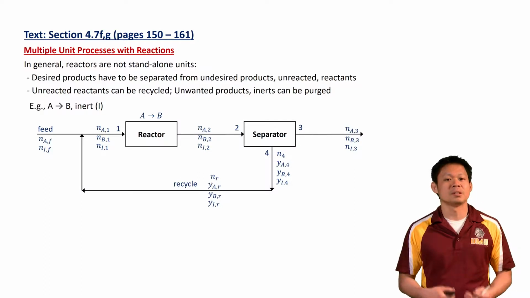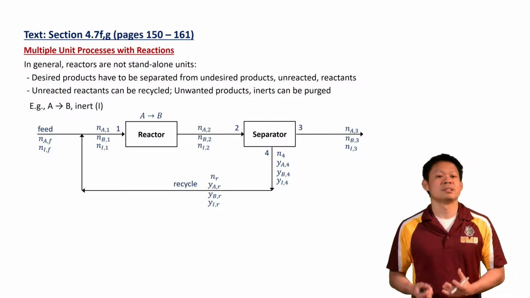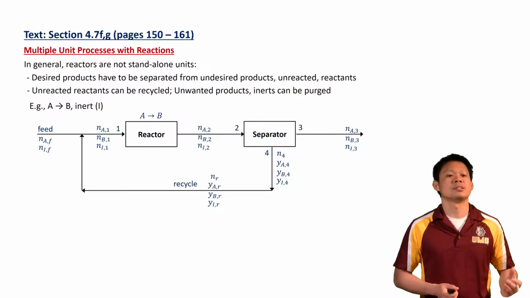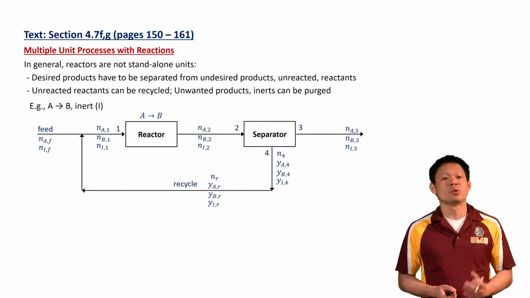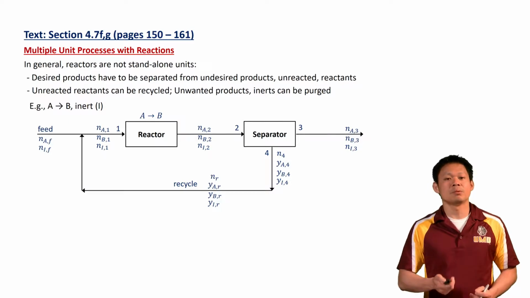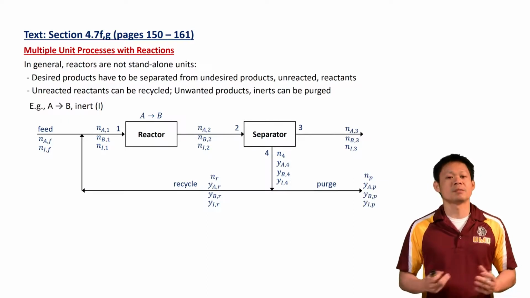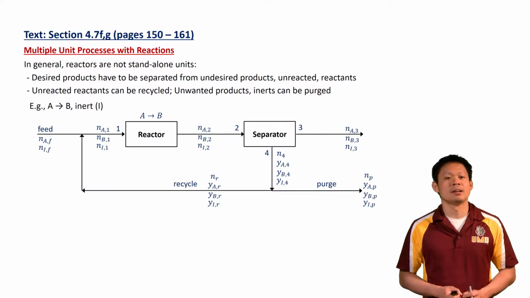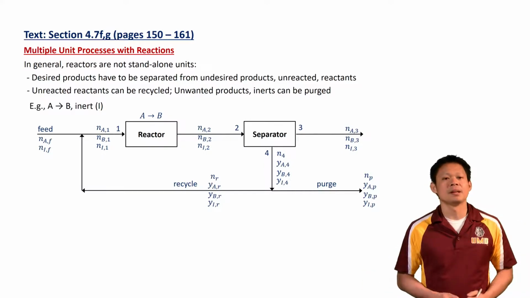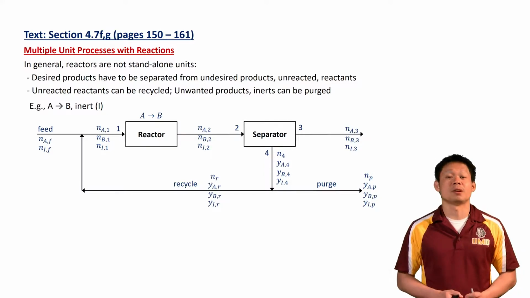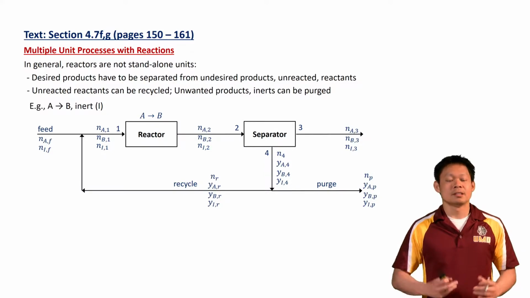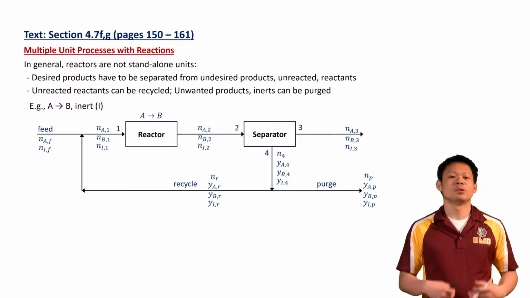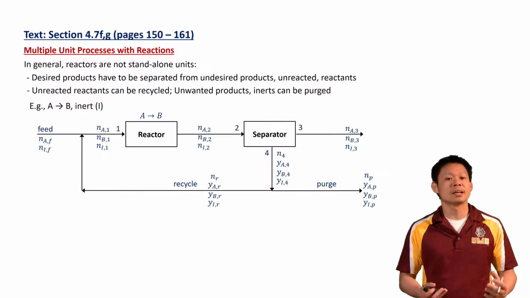It's not going to get consumed, it's not going to get generated. So if we don't actually take out some of these inerts, we're going to start to poison our system as we accumulate more and more inerts within our system. So typically what we do is we don't recycle everything back in. Sometimes we will have a purge stream. This allows us to remove some of the inerts that we are putting into the system, and it doesn't just accumulate within our process. So this is just a very brief overview and example of what a multiple unit process with a reaction may look like.